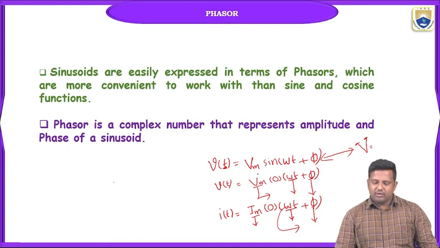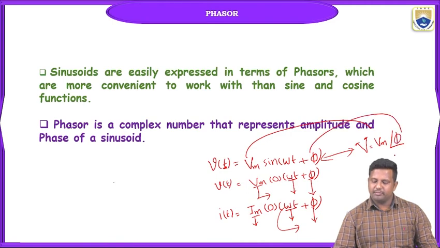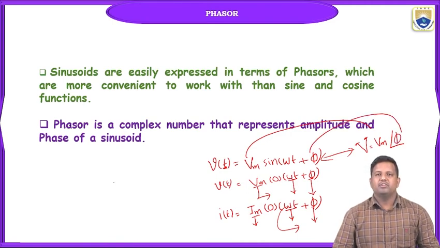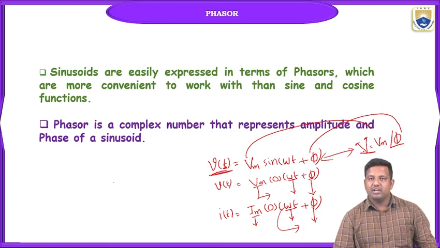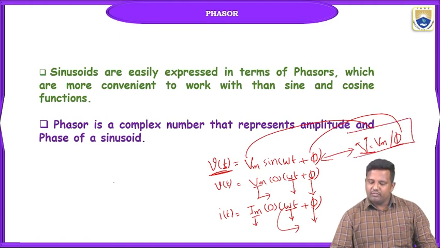In this example, V of t equal to Vm sin omega t plus phi, I would like to convert it to an equivalent phasor, capital V. The phasor is a complex number having the magnitude Vm at the phase angle of the time domain function. This is the simple representation from time domain to phasor domain. The very important observation is that V of t is a function of time, while capital V does not have any time function. That is one of the biggest advantages. Phasors do not involve the time function.